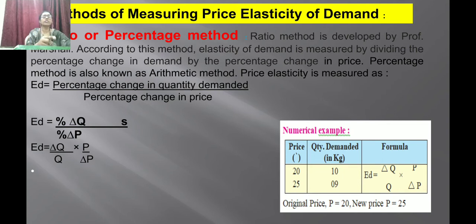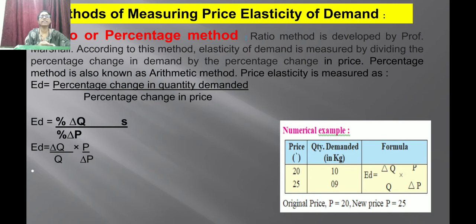Now, this ratio method is developed by Professor Marshall. According to this method, elasticity of demand is measured by dividing the percentage change in demand by the percentage change in the price. We have to divide it. The percentage method is also known as the arithmetic method. So the other name given to this percentage method is the arithmetic method.